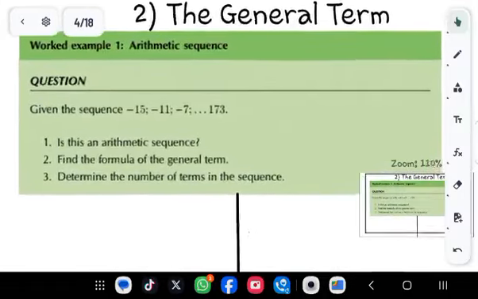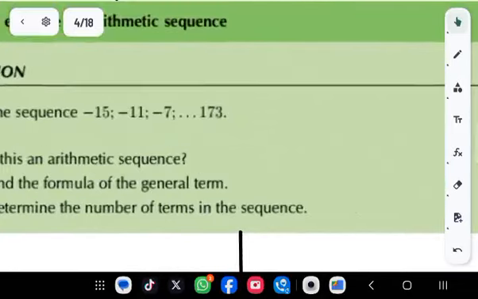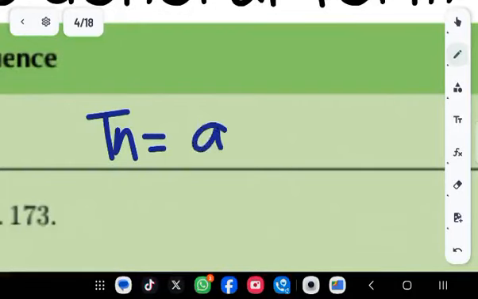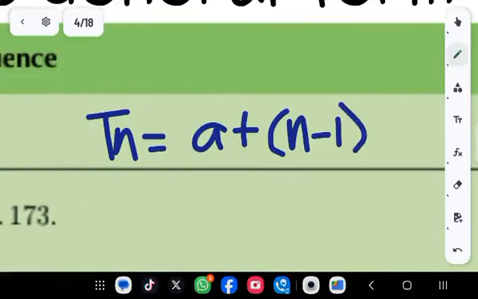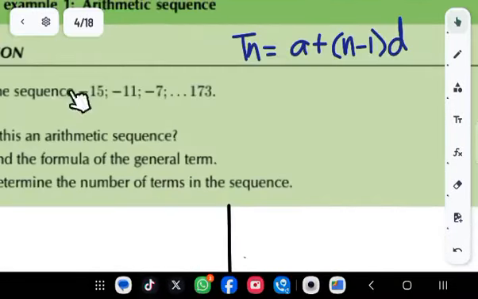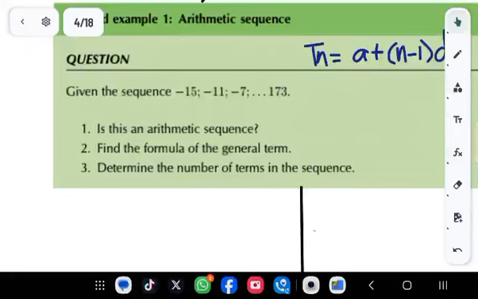Now let's look at the general term. Let's look at a worked example to demonstrate what the general term is in detail. Now remember, the general term has this formula: a plus (n minus 1) times d, where a is your first term and d is the constant difference. Now given the sequence negative 15, negative 11, negative 7, and so on, all the way to 173, this is a finite series, and we'll look at finite and infinite series in a later video. Please keep that in mind.